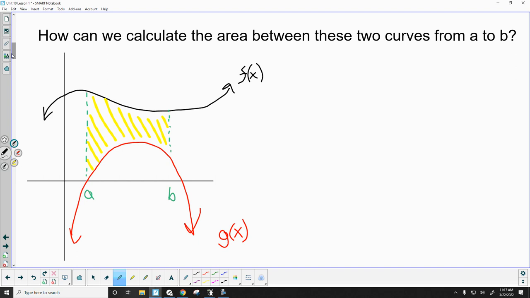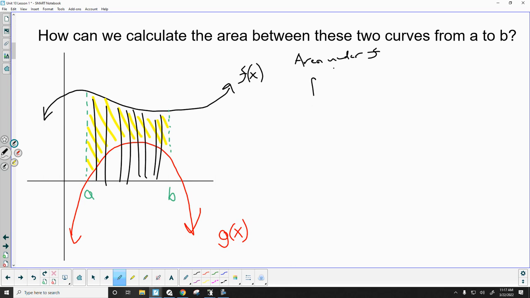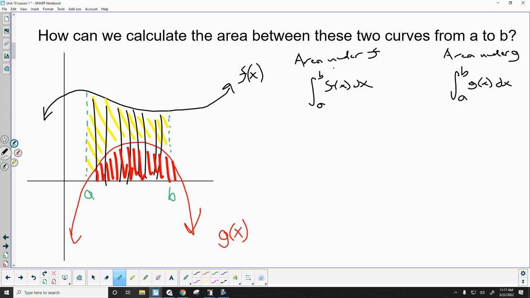So, many of you, not all, and it's okay if you didn't get it, are thinking, if I found the area under F, which is this, which can be found by doing this, and then I find the area under G, which would be this, which can be represented by this, the accumulation of G, and subtract the two, bingo, you get that yellow area. You're correct. You are correct.